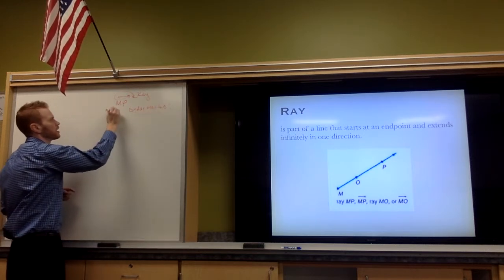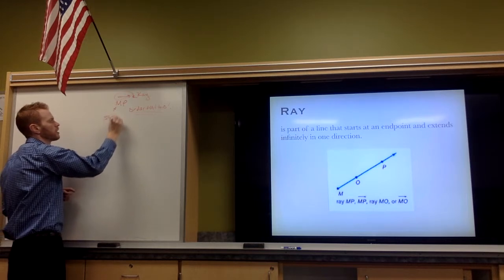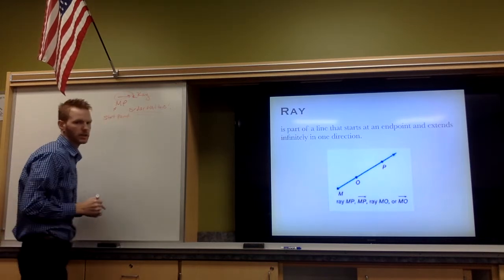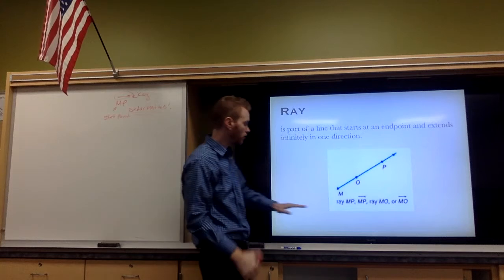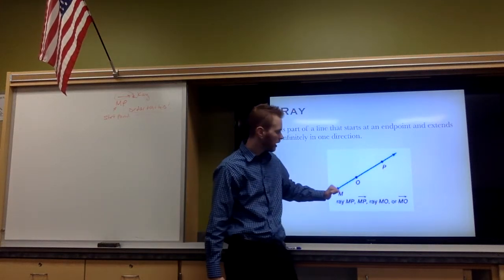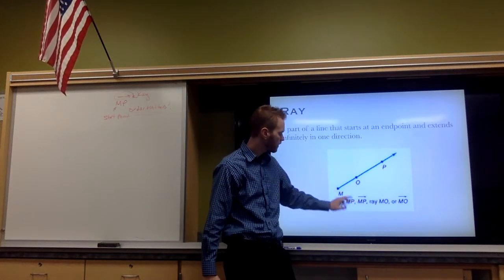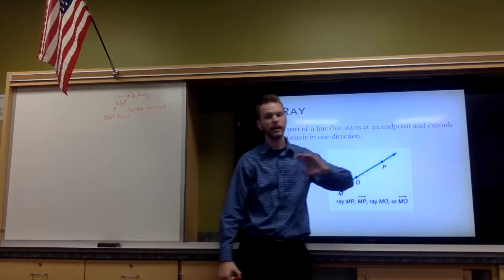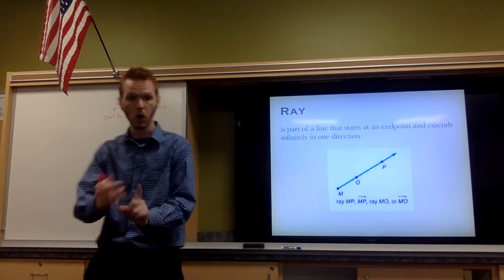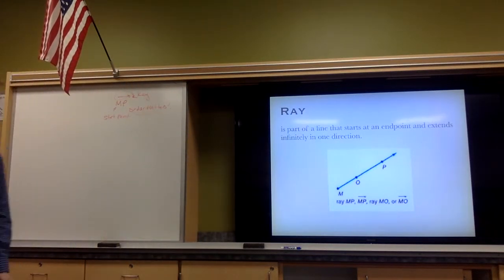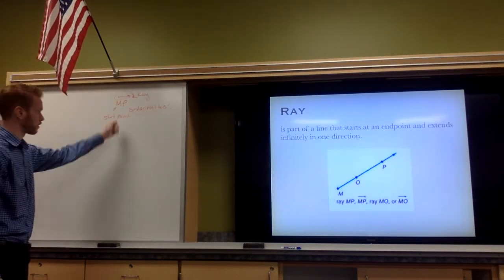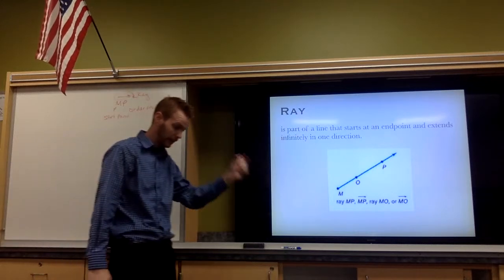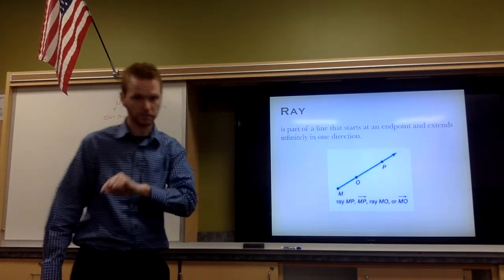That's important. It's always the start point that you list first. So for instance, if you look at all of these naming options, M is always the first one because that's what we start with. Then we could pick any other point on the ray that's after it. So I could use O, P, or whatever's after point P. But that's important: I can't reverse it, unlike a line and a line segment, which I could.